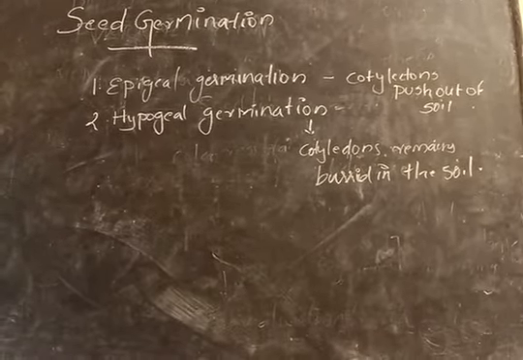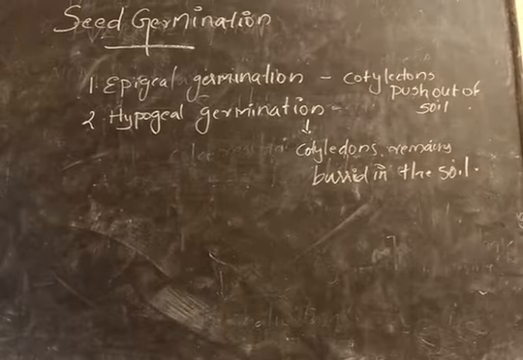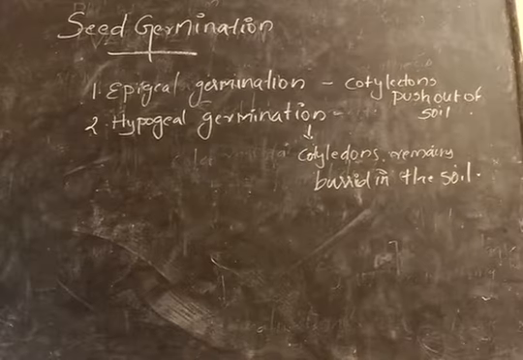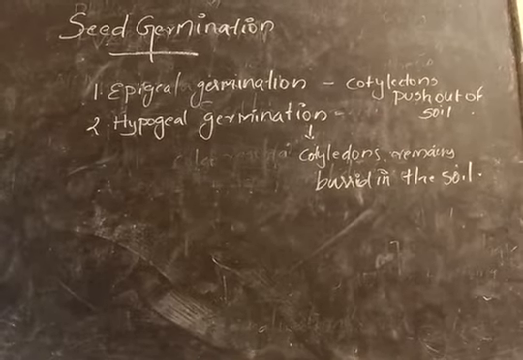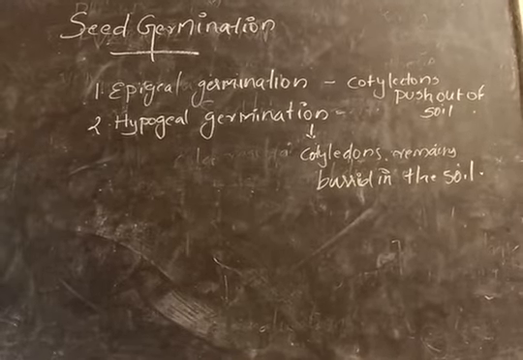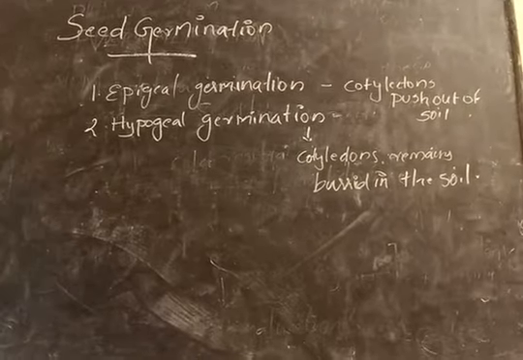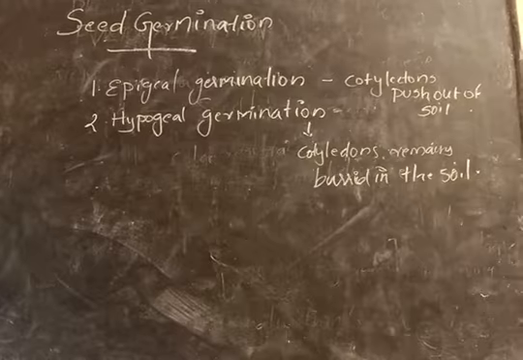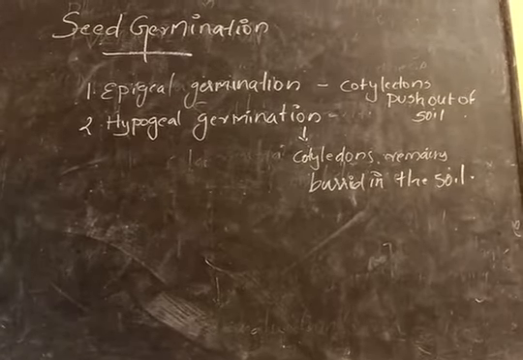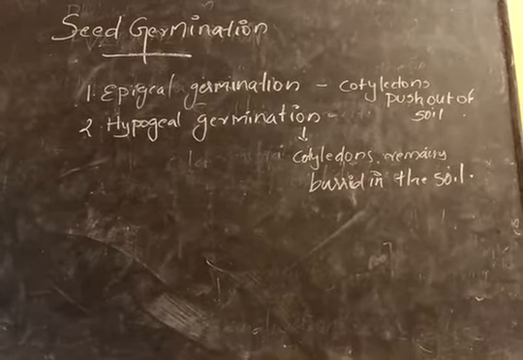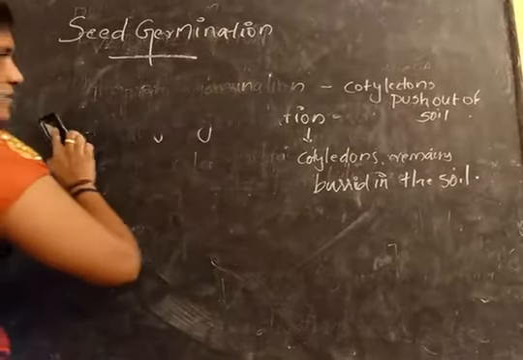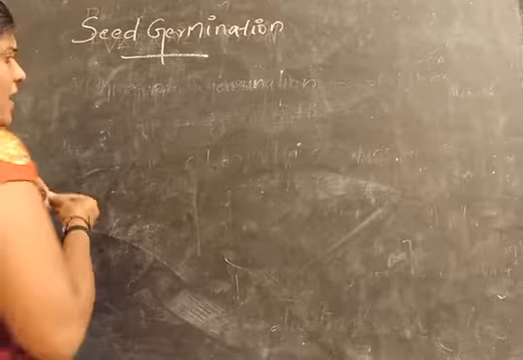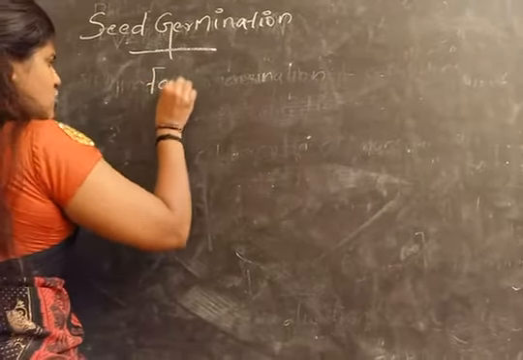the elongation of epicotyl. So these are the two different types of germination and the examples are given in your textbook. Castor and bean are examples of epigeal germination, whereas maize, peas, etc. are hypogeal germination. Then factors affecting germination. What are the factors affecting germination? There are internal factors as well as external factors that affect germination.